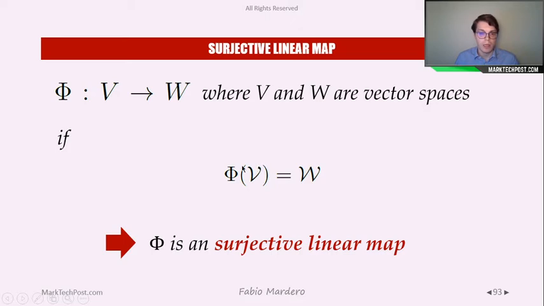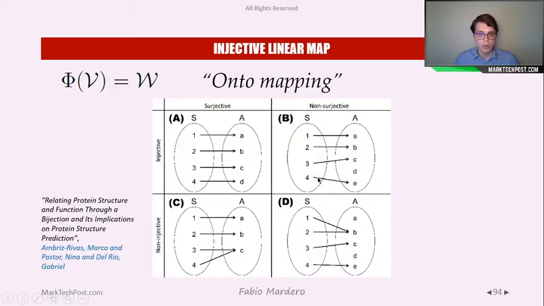So applying, we can say that the image of the V vector is equal to the W vector space. Let's take a look at an example. For example, here we have that all elements of W take an arrow. As you can see, these 3 elements always have at least one arrow pointing to them.